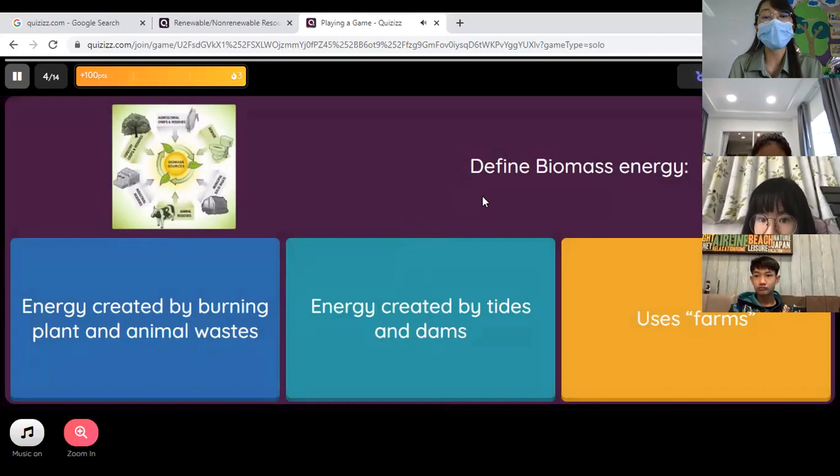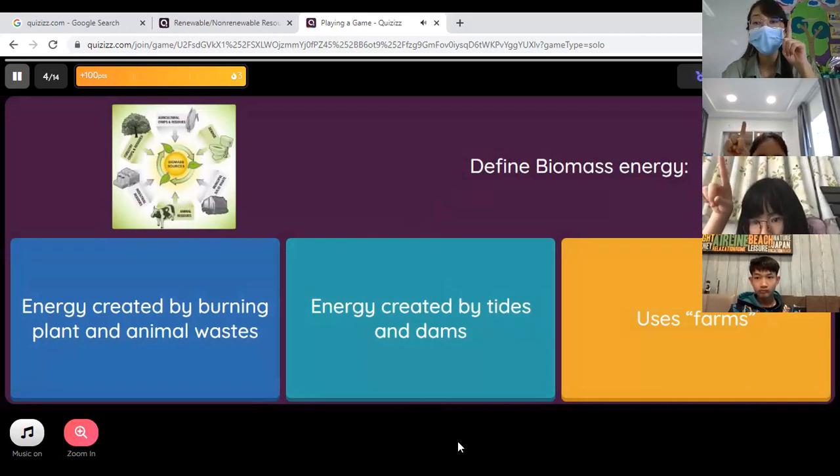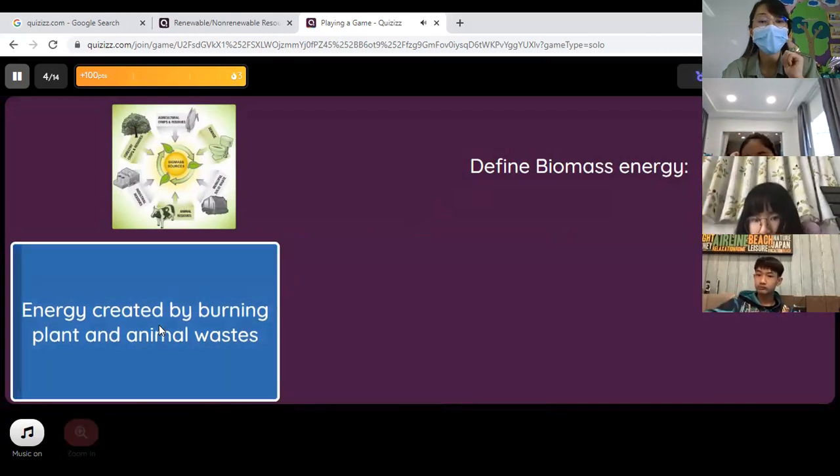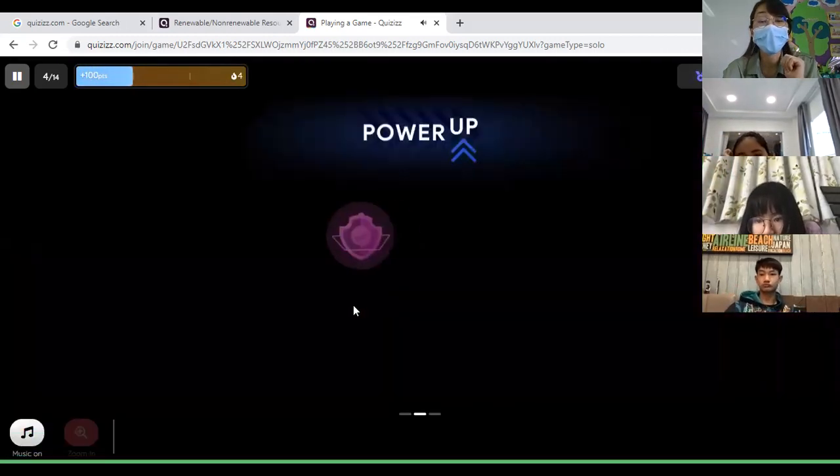Define biomass. Energy created by burning plants and animal waste. Energy created by tides and dams and uses farm. One? Okay, let's see if it's one or not. Very good.